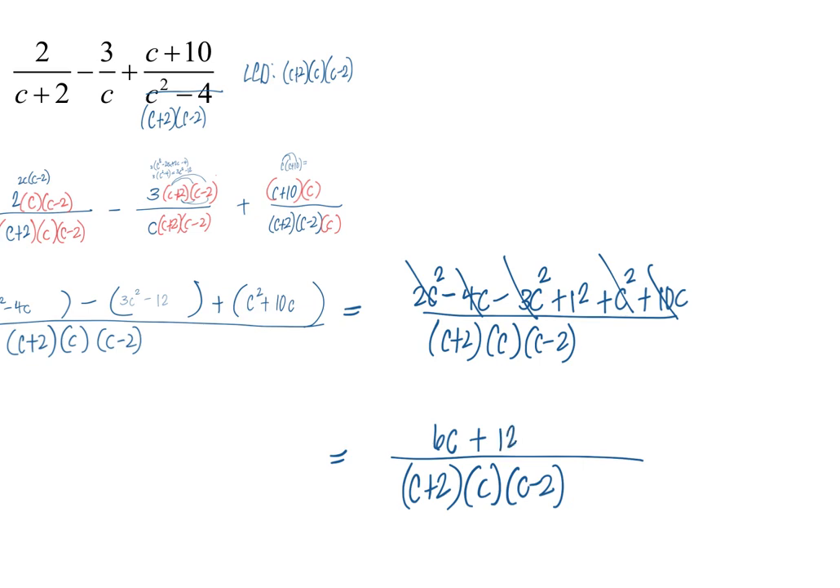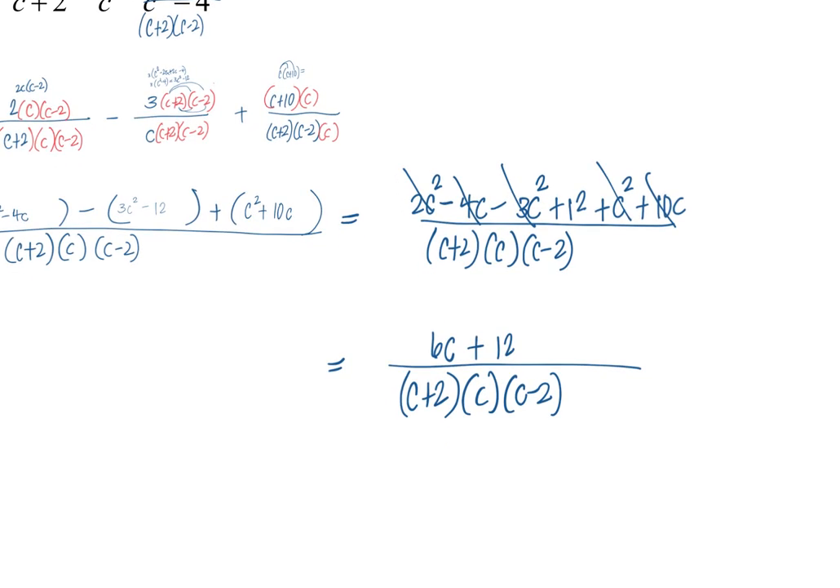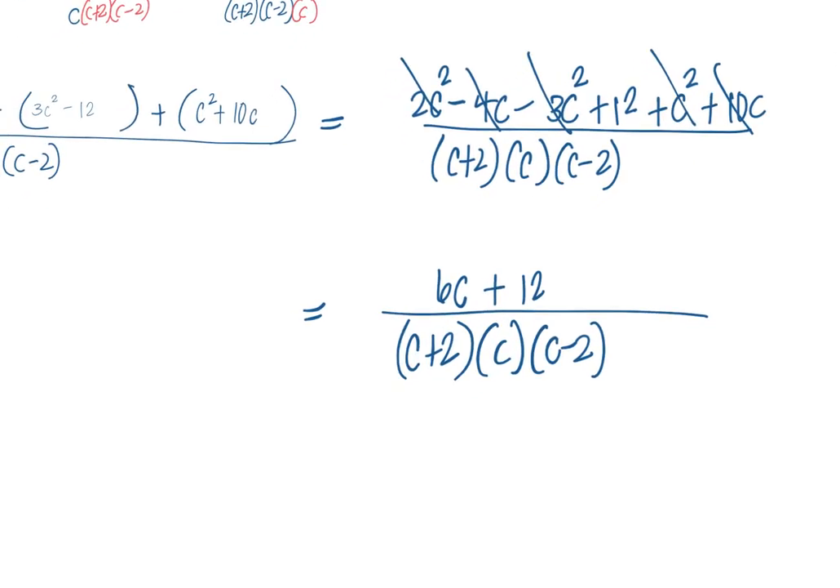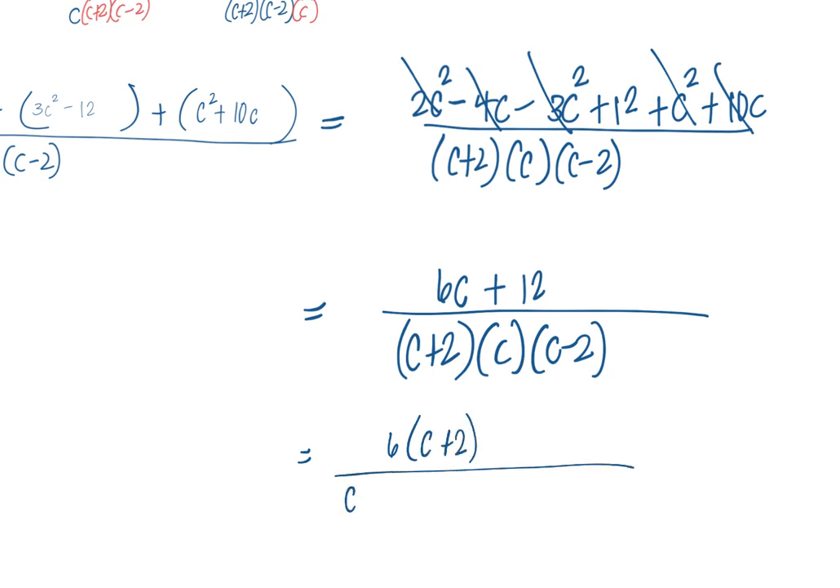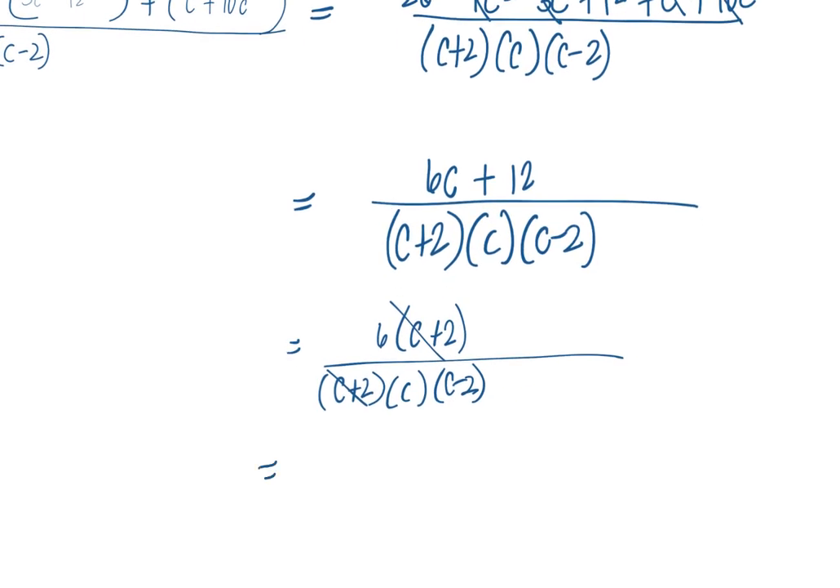So at this point, our operations of subtraction and addition have been completed. I just need to make sure everything's factored. And as always, if you leave that LCD alone, it's fully factored. The numerator, we can pull out 6 and be left with C plus 2. So your factor of C plus 2 in the denominator will cancel with the factor of C plus 2 in the numerator to leave you with 6 over C times C minus 2.